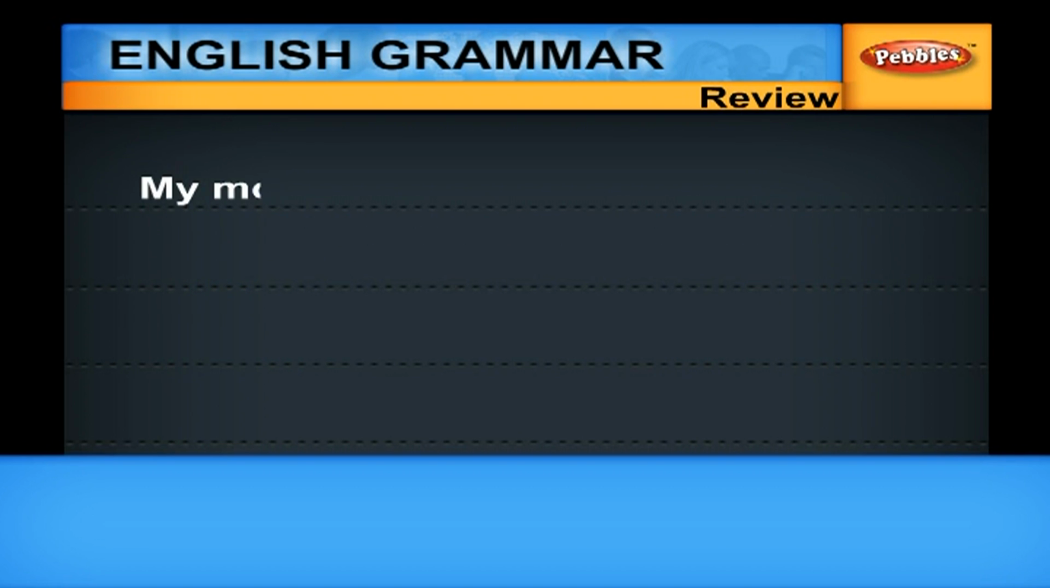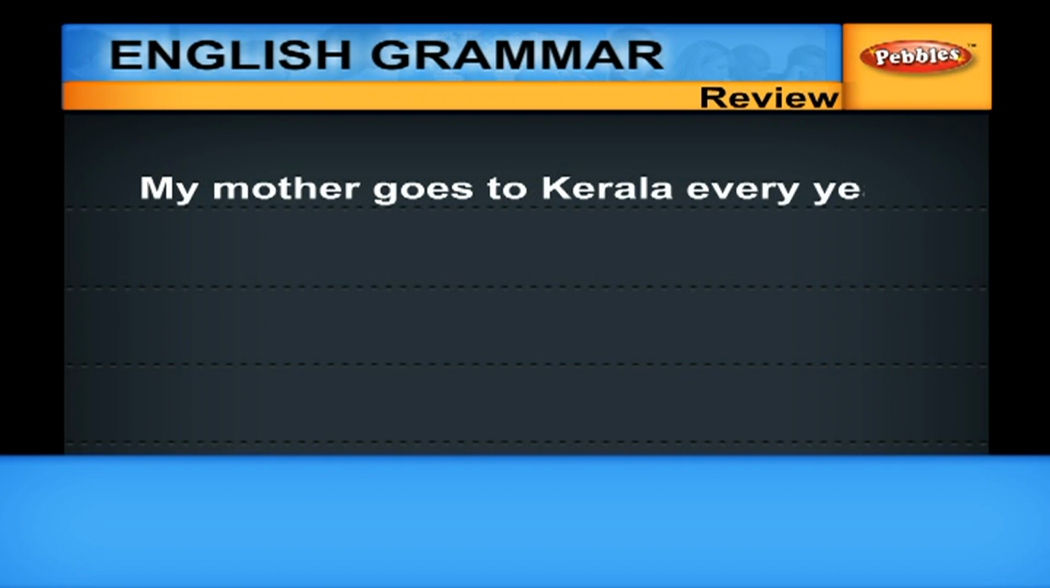My mother goes to Kerala every year. What is the aspect? The aspect is simple. How do you know? You have only one verb goes. My mother being singular, you are using goes, VS form. You have another indicator here, every year. That means it is a regular habitual action.